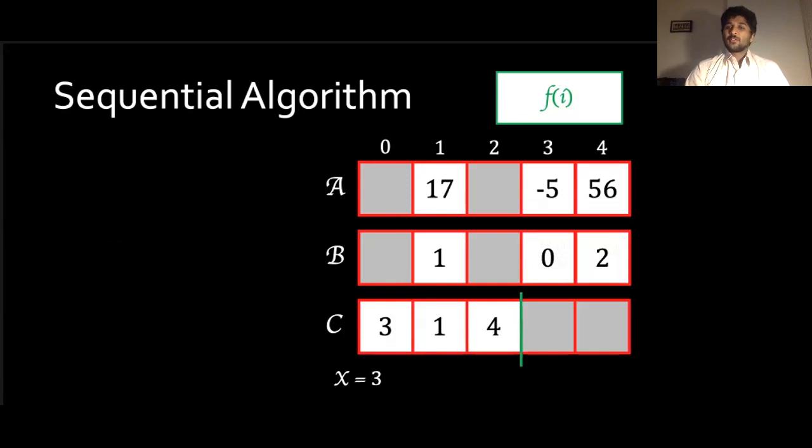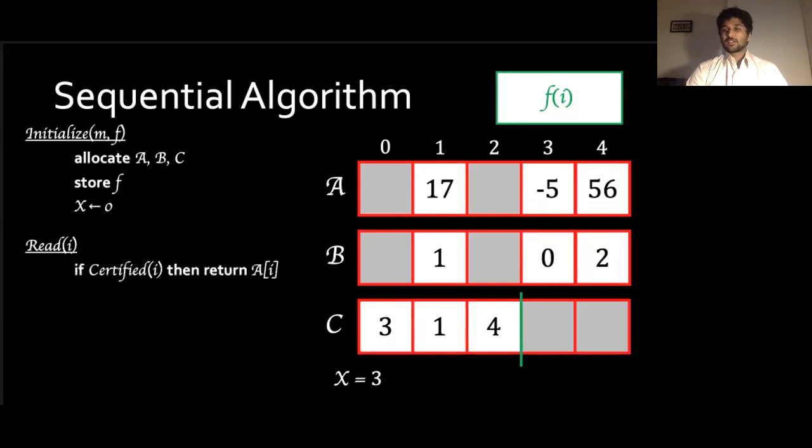In summary, initialize allocates the 3 arrays, stores the function f, and sets the counter x to 0. Read I checks if element AI is valid and returns it if so. Otherwise, it returns the initial value of element I from the stored function f. Finally, write I, v first writes the value v to element AI and subsequently certifies index I if it is not already certified as valid.